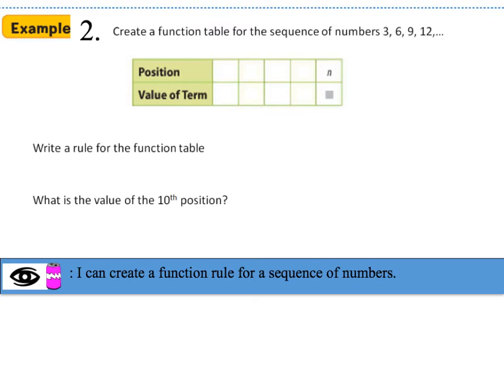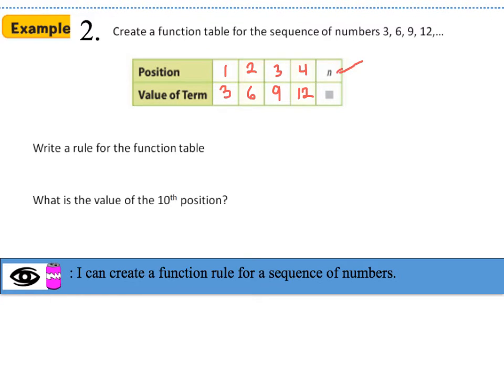For example 2, it says create a function table for the sequence of numbers 3, 6, 9, 12, and so on. So let's go ahead and place these numbers from the arithmetic sequence into the table. On the first day, or my first position, I have $3. On the second day, or my second position, I have $6. On the third day, I have $9. And on the fourth day, I have $12.